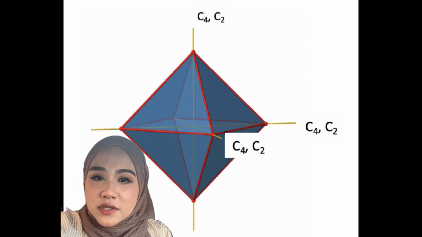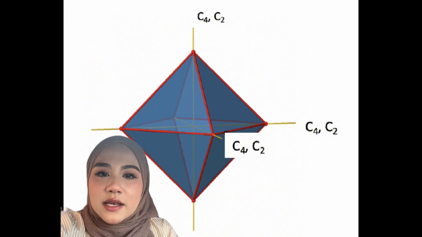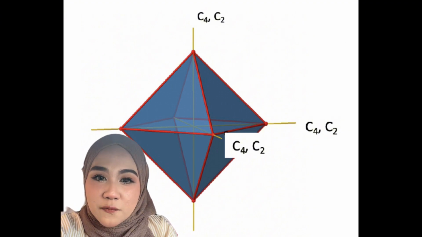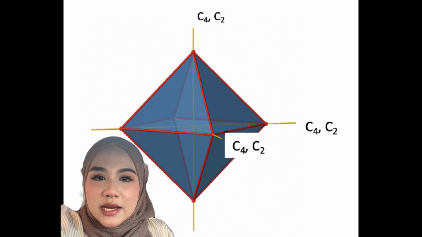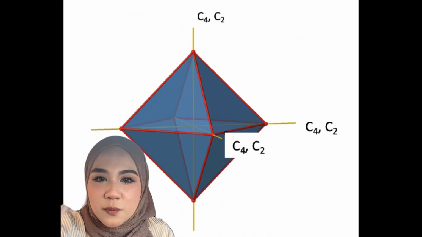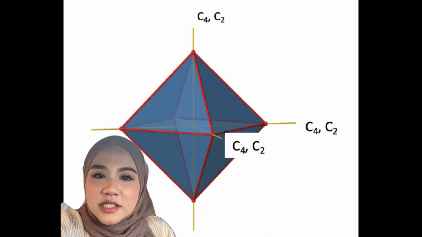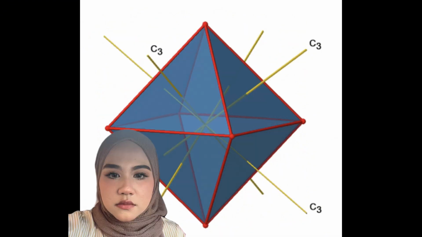Because we have 3 C4 axes, there are 2 times 3, which equals 6, for the C4 operation. In detail, there are 3 C41 and 3 C43 operations. In addition, there are the 3 C21 operations belonging to the 3 C2 axes.